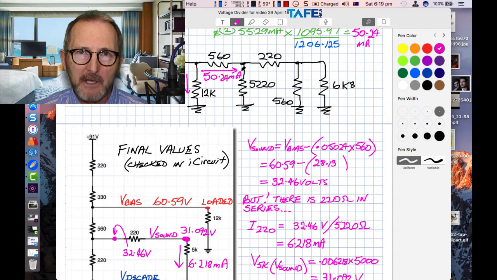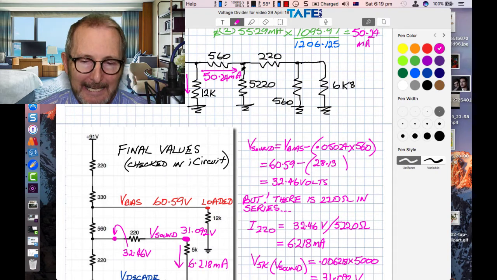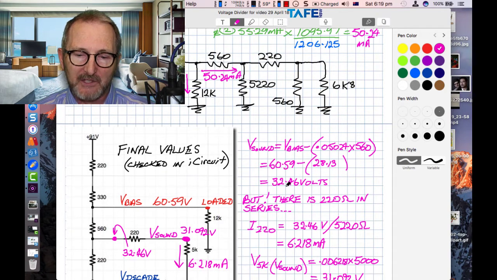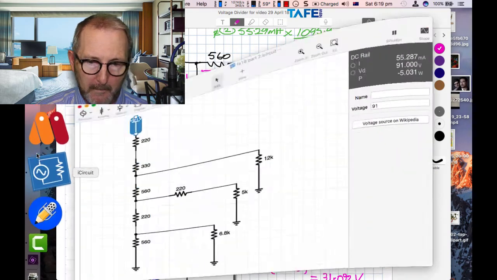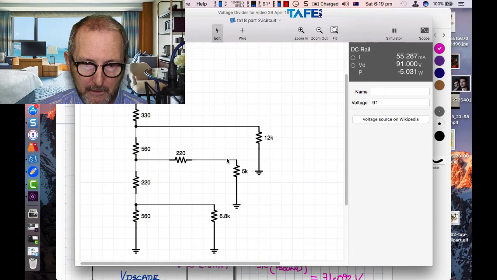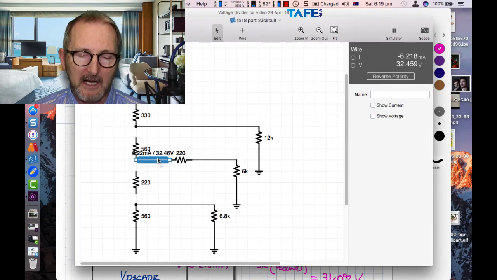So I'm going to go back to iCircuit and check this again and just make sure that I've got the right voltage. Math says 32.46 volts. Let's go and have a look. 32.46 volts. Very interesting.